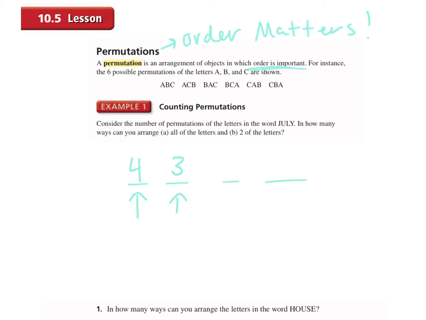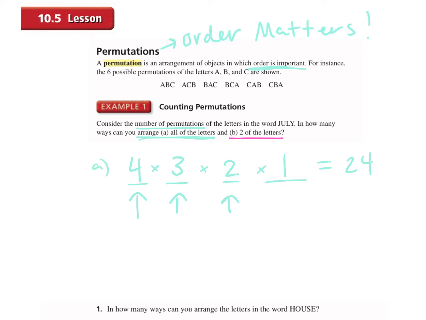So then how many different possible letters can we put third? 2. And then last we would have 1. And to find the number of permutations, we just multiply these together. So 4 times 3 times 2 times 1. What would that be? 24. So there's 24 possible ways we can arrange all the letters.